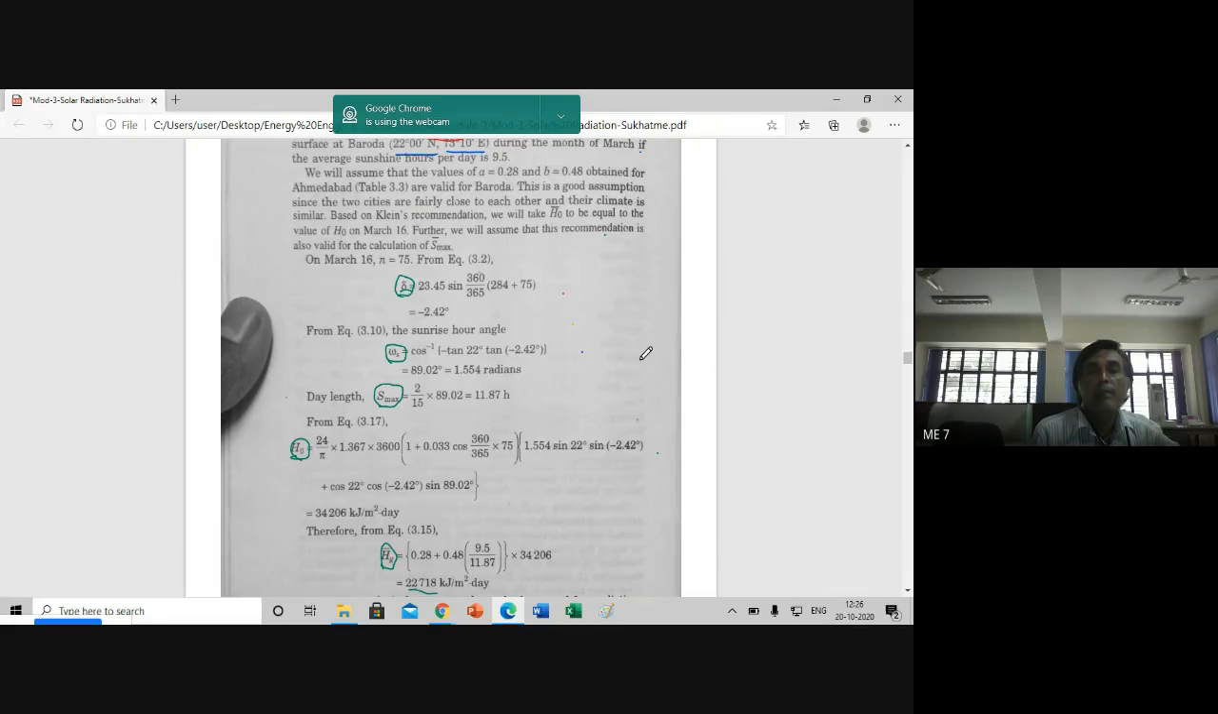Okay, so let me explain once again and I will conclude this one. We have to calculate this H naught. It's not given, you have to calculate it. So the formula is on the previous page, what I have shown on the screen. Substitute in that formula.